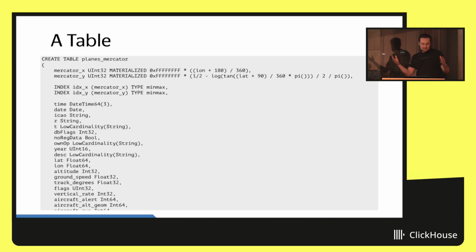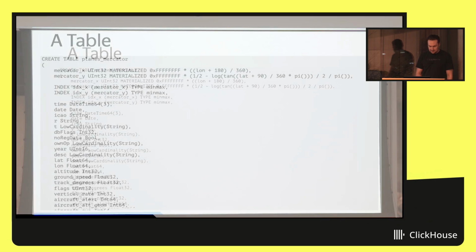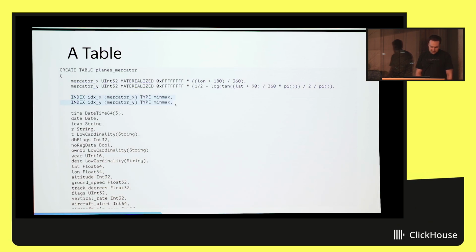And Mercator projection is just what you see on whatever web maps like Google Maps, OpenStreetMap. All of them use a projection, named Web Mercator. Also, I encode this projection as UInt32, because I don't like floating point numbers. I will create a grid with integers and create min-max indexes on top of these two coordinates.